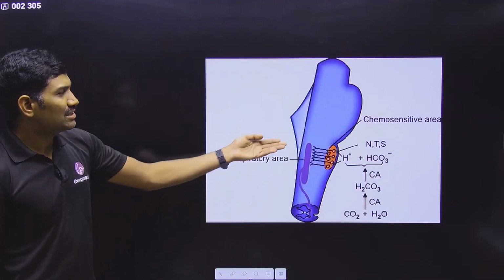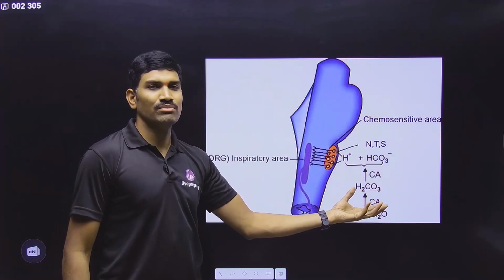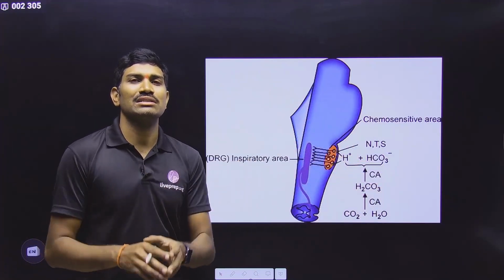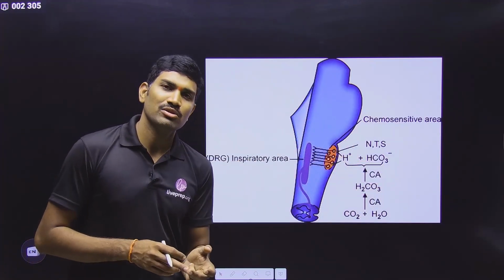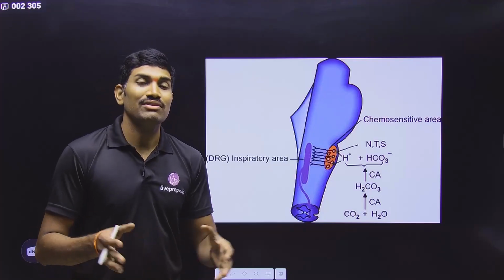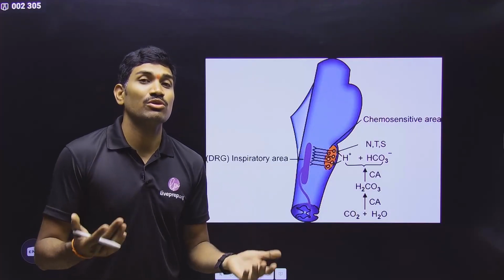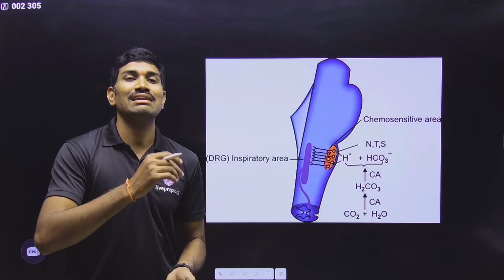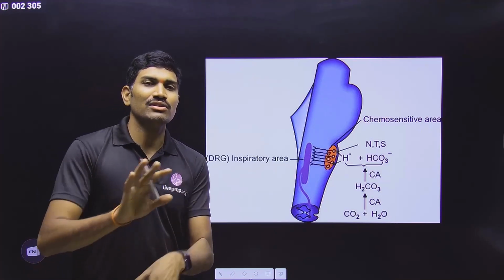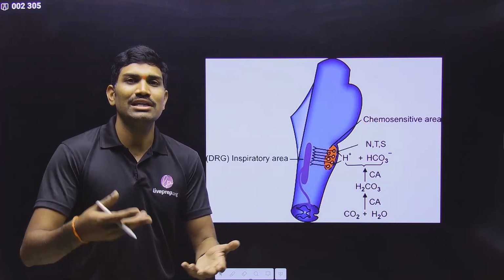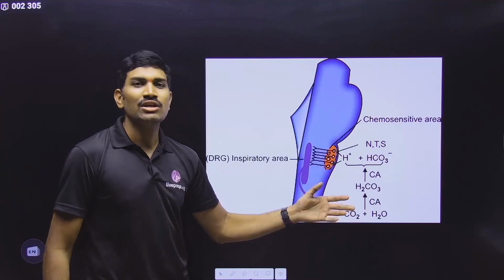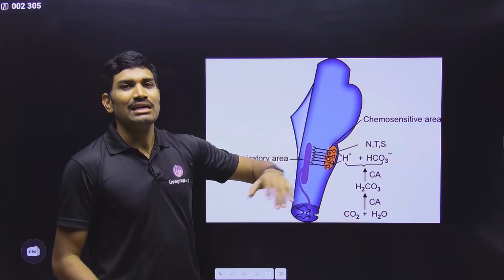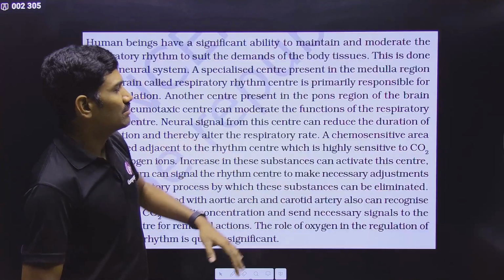Anyhow, that chemosensitive area will receive the information from various receptors that are present in the aorta and also in the carotid arteries, so that within the oxygenated blood, if more CO2 is present, it means oxygen levels are less. In this way, within the oxygenated blood, it is mainly measuring the CO2 and H plus ion concentrations. Accordingly, it will give the information to the respiratory rhythm center once again.